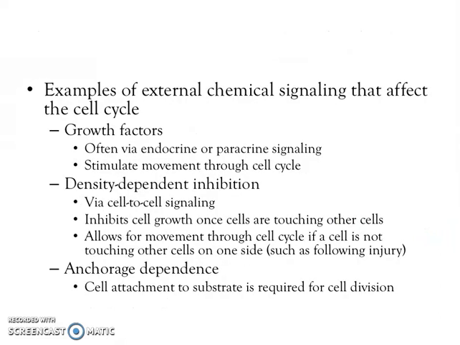Okay, so there are all kinds of external chemical signals that affect the cell cycle, such as growth factors, density-dependent inhibition, and anchorage dependence. A chemical marker of cancer is that the density-dependent inhibition doesn't really stop mitosis from happening in cancer cells. Same for anchorage dependence. So density-dependent just is cell-to-cell signaling. If a cell is touching another cell, it is not going to continue to grow. If it is not touching other cells, it may promote growth. For example, if you have an injury, the cells that are now exposed on one side will start dividing to fill in that area.